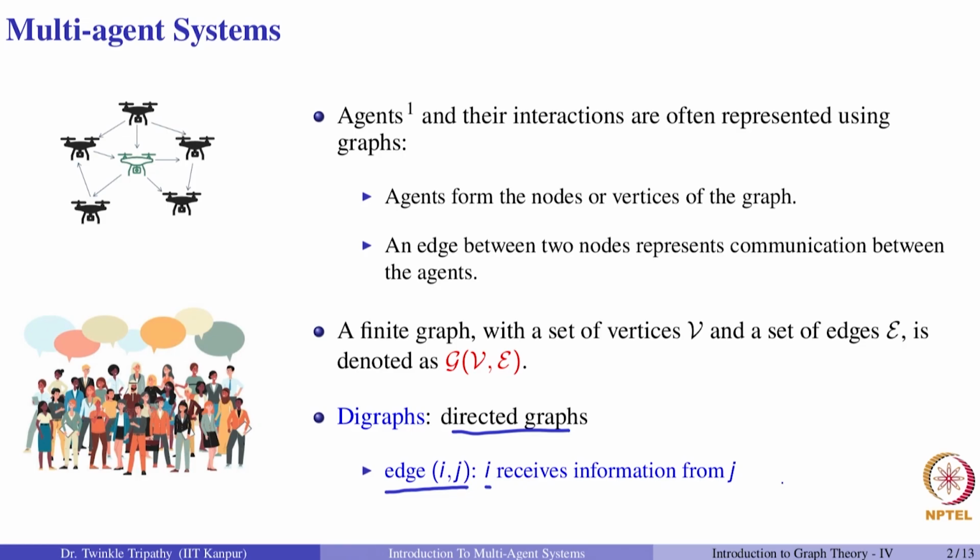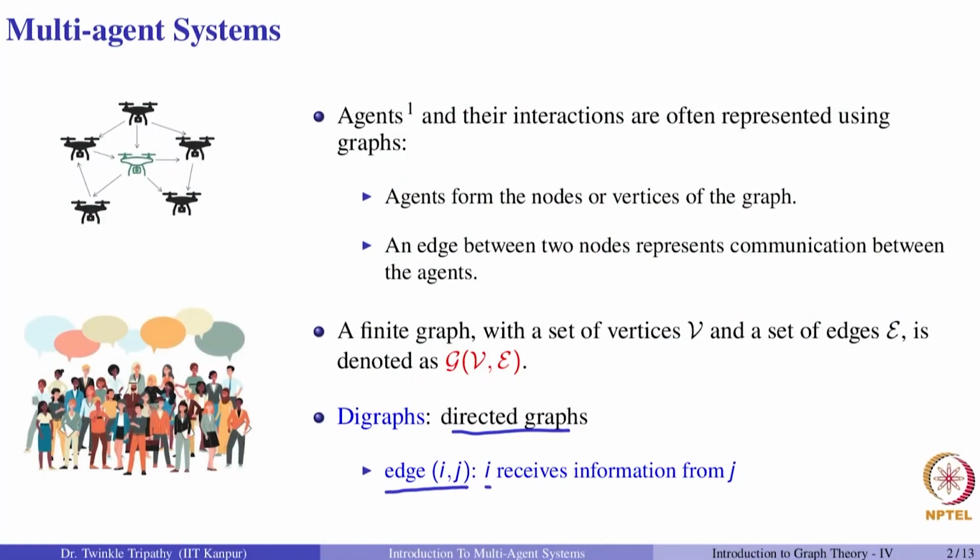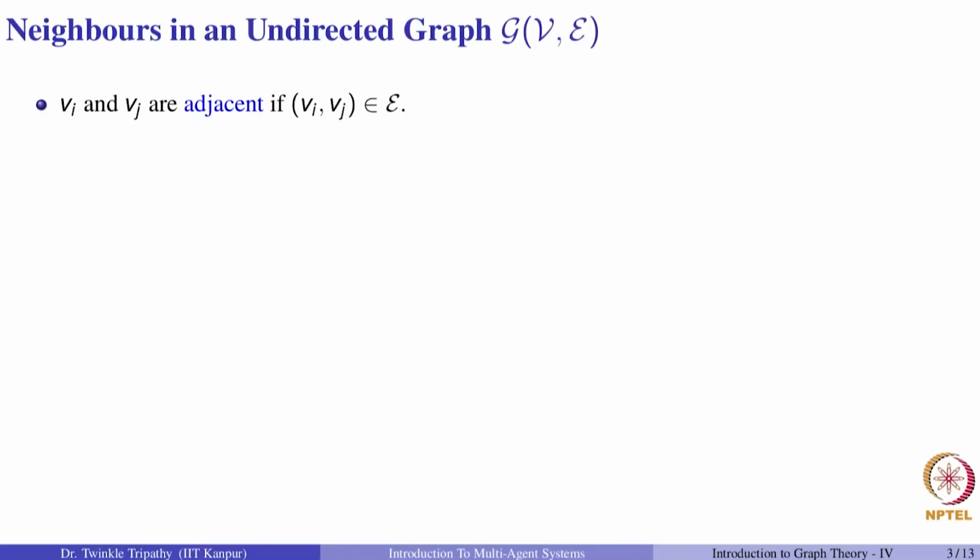Okay. Now, the edges in a graph represent how the agents are connected to each other. Using the edges, we can define a few more attributes of any agent i. To begin with, let us say we have two vertices Vi and Vj. They are said to be adjacent to each other only when an edge exists between the two of them, as given here.